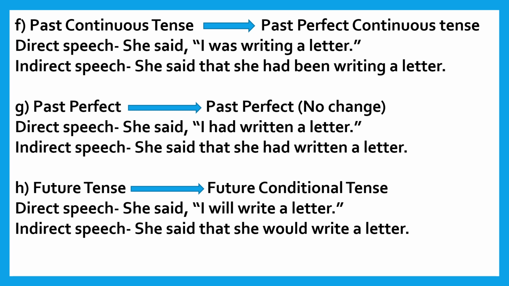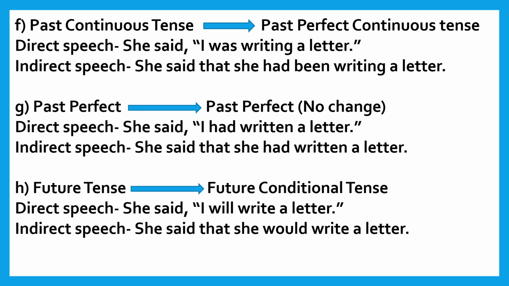Next, if the sentence is in the past perfect, there will be no change in the indirect speech. The tense of the sentence will remain the same only if the sentence is in the past perfect tense. For example, direct speech: she said, "I had written a letter." In the indirect speech, our sentence will be, she said that she had written a letter. You can see that the verb had written in the direct speech remains the same in the indirect speech.